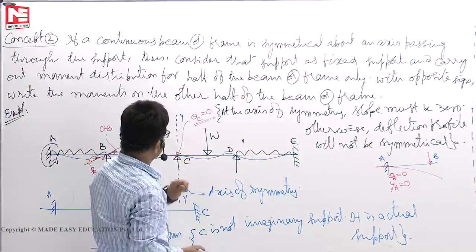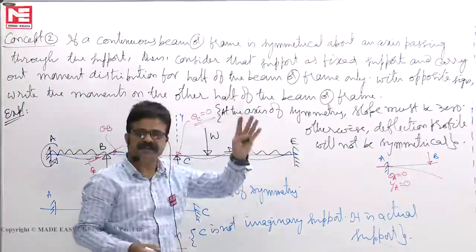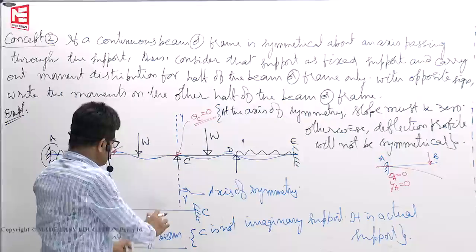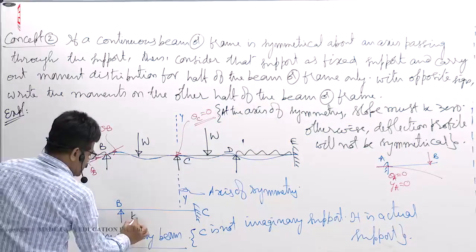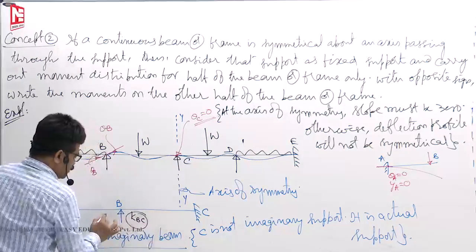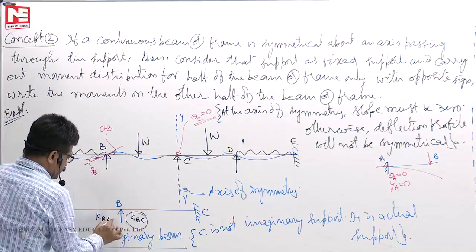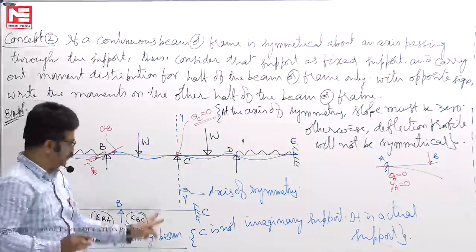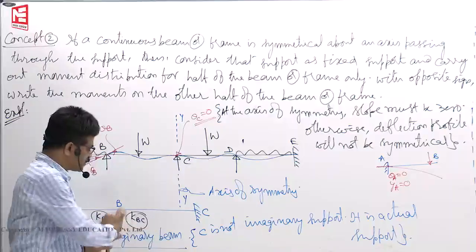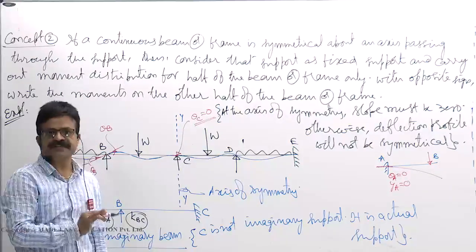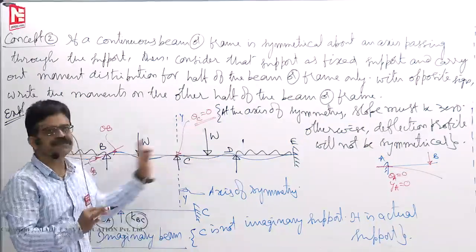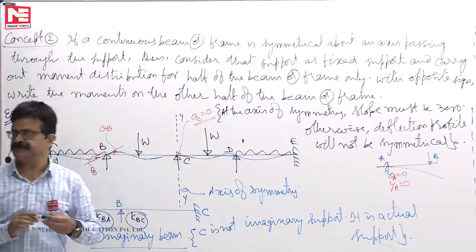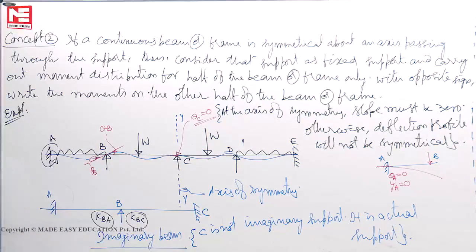Okay. So, this is when the axis of symmetry passes through the support, we do not replace anything. This is KBC as it is, no KBC by 2, nothing of such sort. This is KBA, no question of changing any relative stiffness. Yes, as it is, we solve the problem with half of the beam or frame. Okay. Now, let us see how the questions will come.